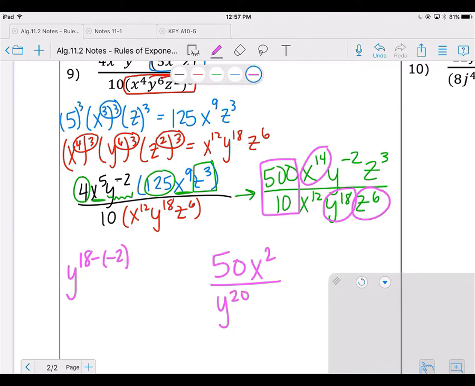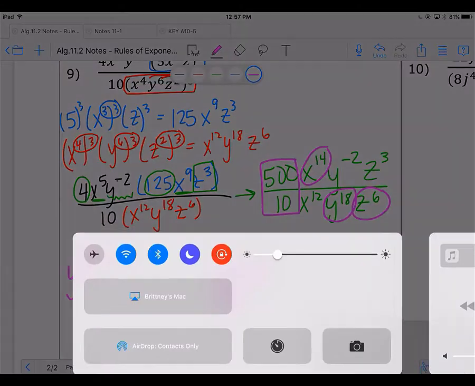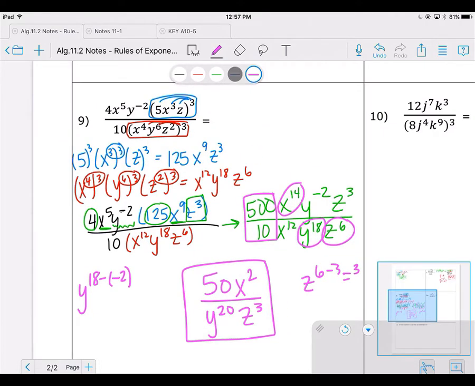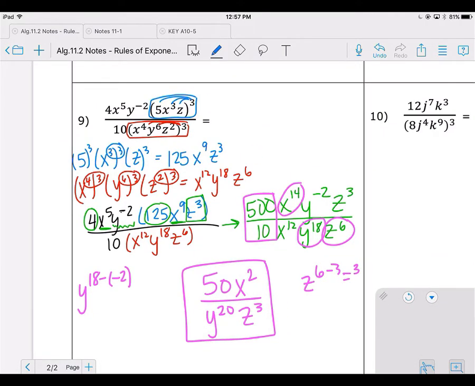And then z to the 6th is bigger than z cubed. 6 minus 3 is 3. So z cubed goes on the bottom. So this one has a lot of moving pieces. So make sure if you see ones like this that you take it nice and slow.